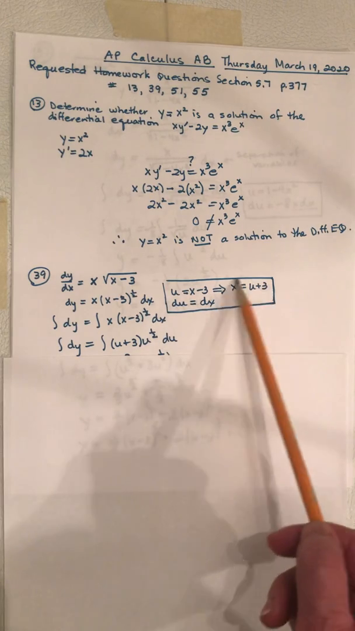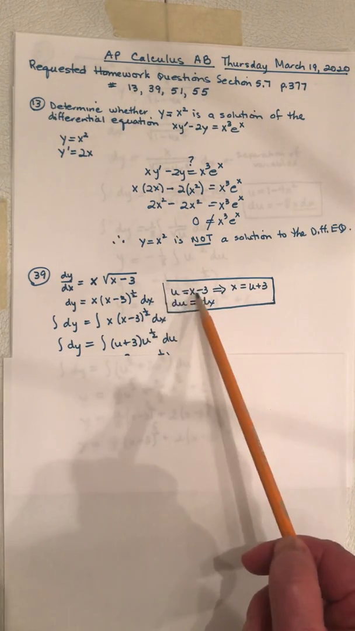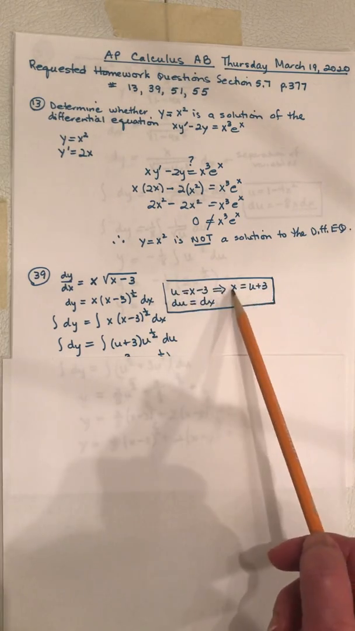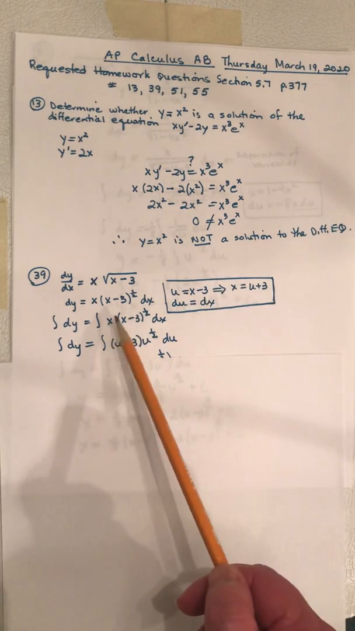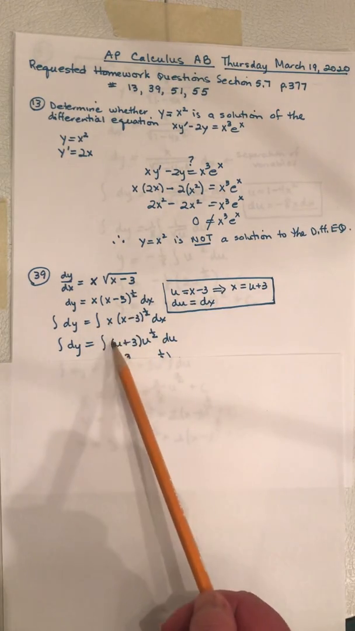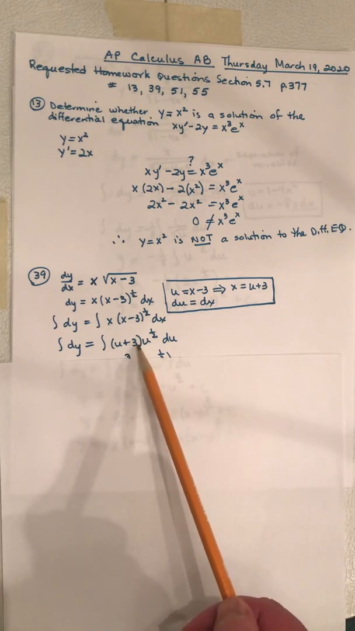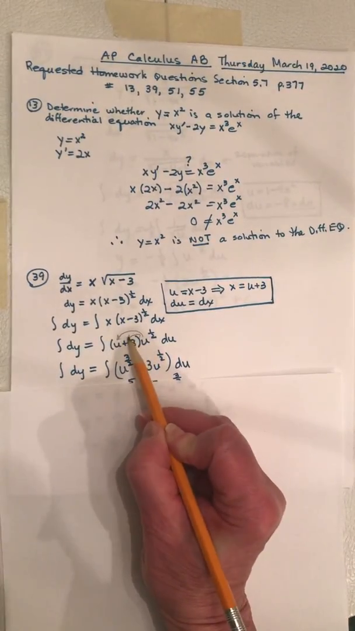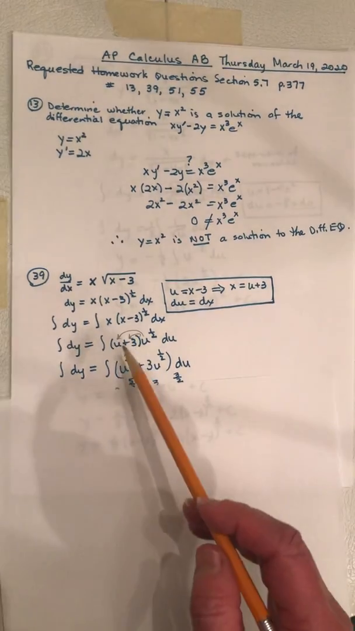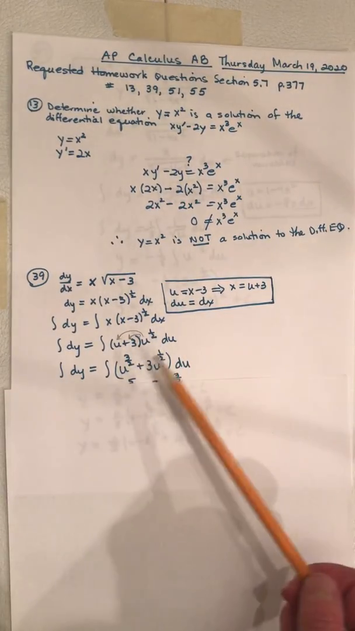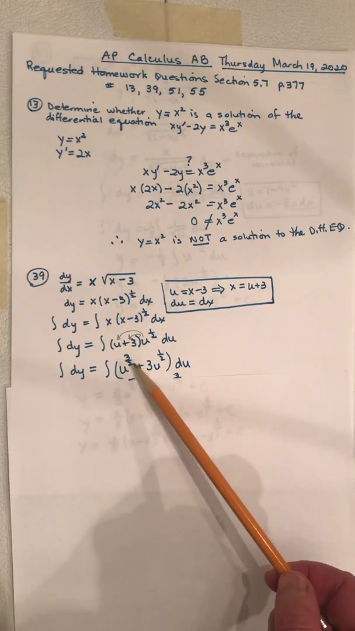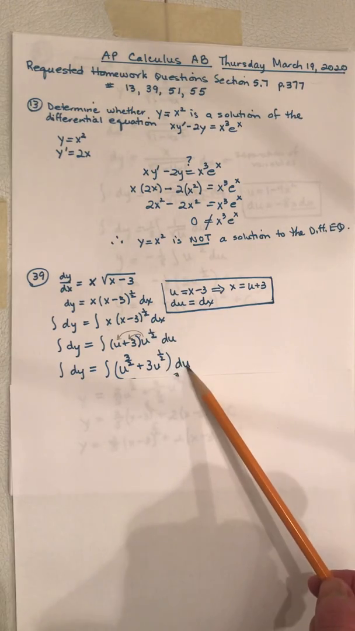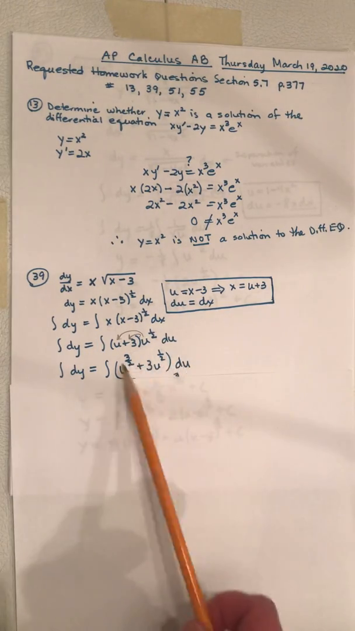So now we rearrange our relationship between u and x and solve it for x in terms of u. We just add 3 to u, and we have x is equal to u plus 3. So now we have something to substitute in for x, and that is u plus 3. And now we're going to do a little bit of distributive property before we integrate. So u to the first power times u to the 1/2 power is u to the 3/2 power, plus 3 times u to the 1/2 is 3u to the 1/2, du. We didn't integrate anything yet. We're just getting it all set up.